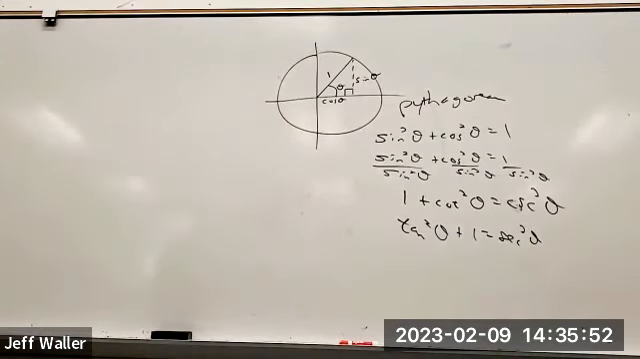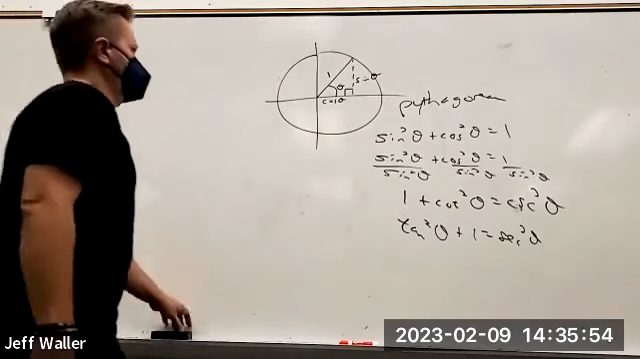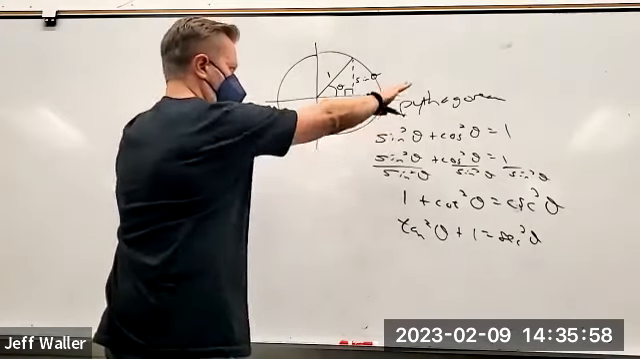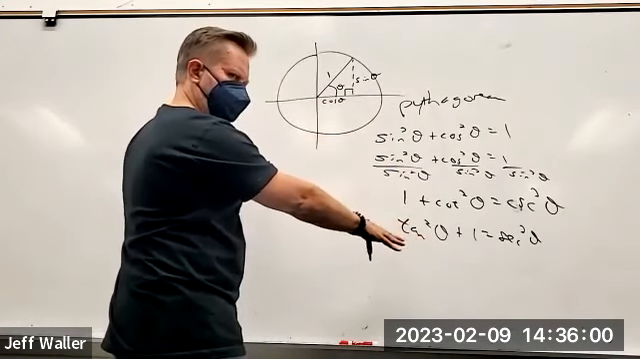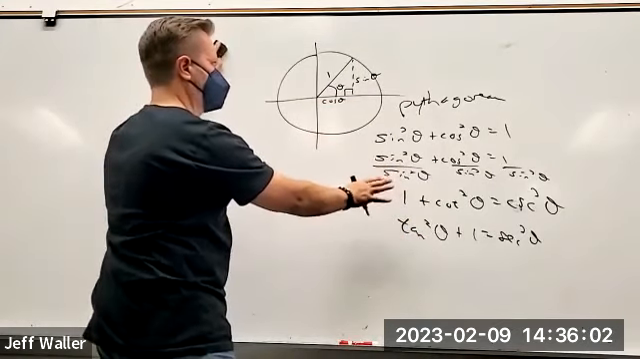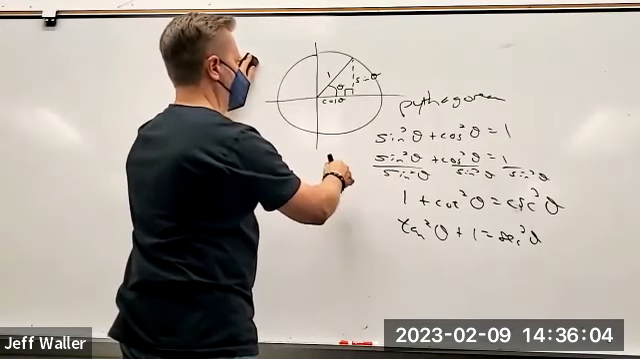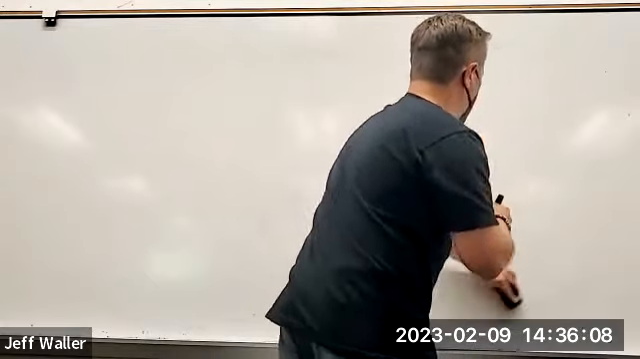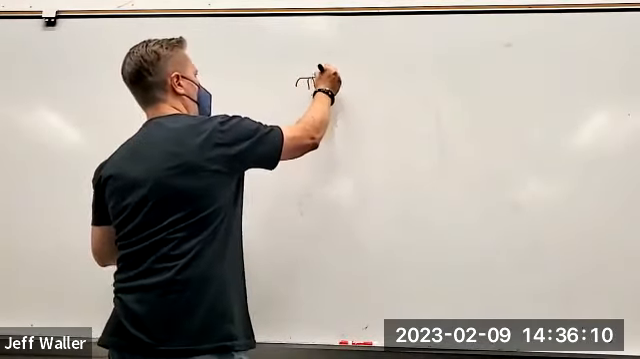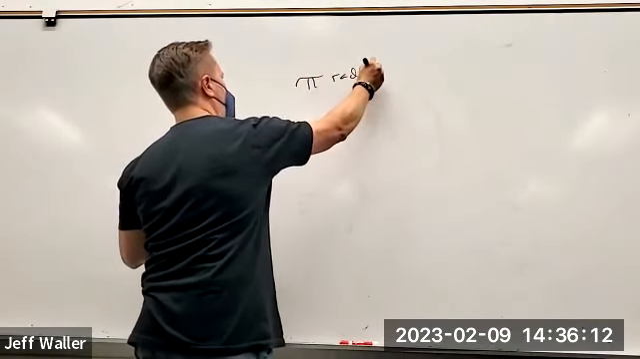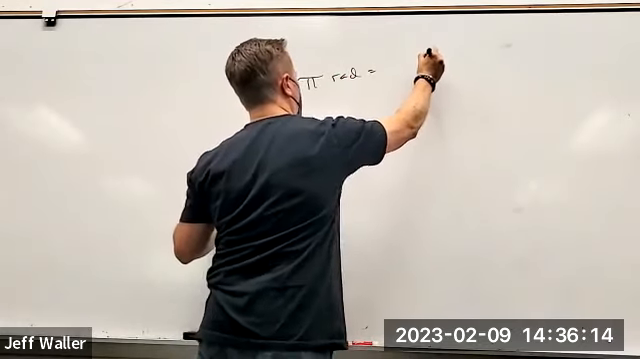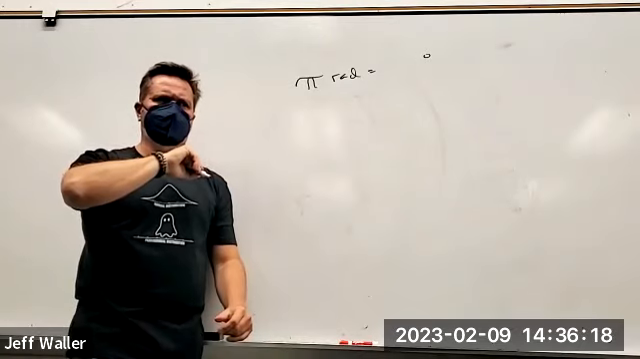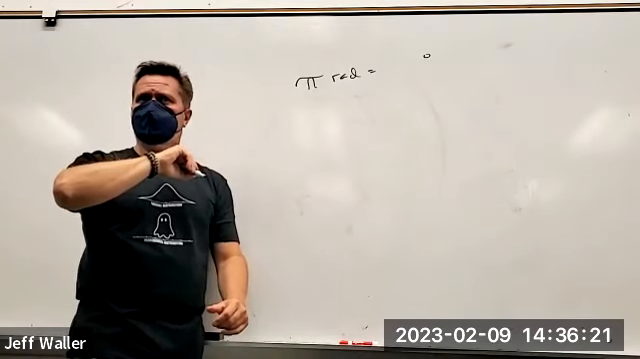Oh, quick thing I forgot about with radians and degrees. Those are some basic trig identities. Quick thing about degrees and radians. So remember, pi radians was equal to how many degrees? 180.